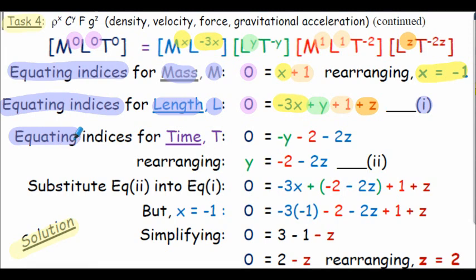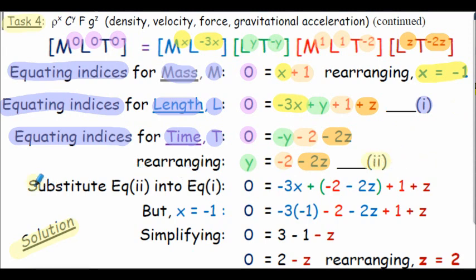So let's equate indices for the final equation in this particular task. That's for dimension time T. Again, on the left hand side we have T to the 0, so that's my 0. On the right hand side we have T to the -y, so -y. We have T to the -2 here, so subtract 2, and we have T to the -2z here, so we subtract 2z. Rearranging the equation for y, adding y to both sides of the equation, y is equal to -2 minus 2z. I've actually called that equation 2 for reference.